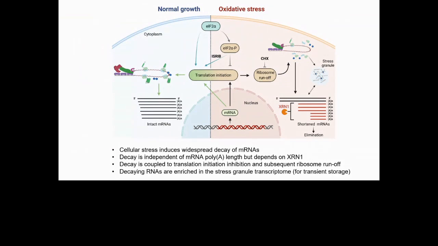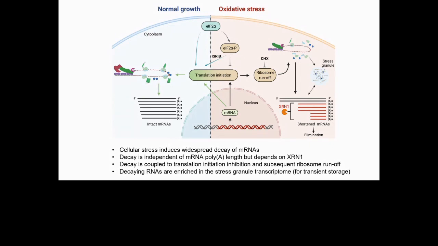So, this is essentially our model and what I told you today: cellular stress induces widespread decay of mRNAs. The decay is independent of mRNA poly-A tail length, but depends on XRN1, and that decay is coupled to translation initiation inhibition and subsequent ribosome runoff. But most importantly, these RNAs persist in cells, so they remain in the cells, although they have initiated decay, and perhaps stress granules are the sites where these RNAs are being localized.